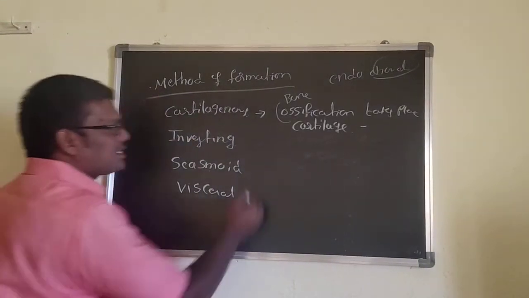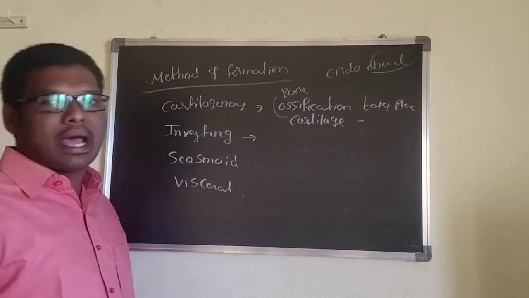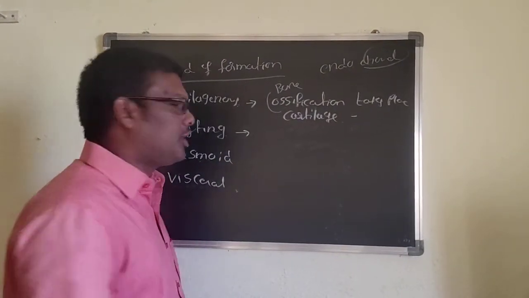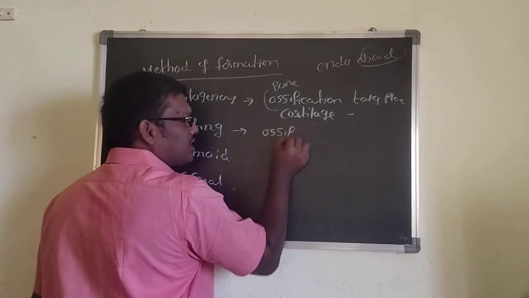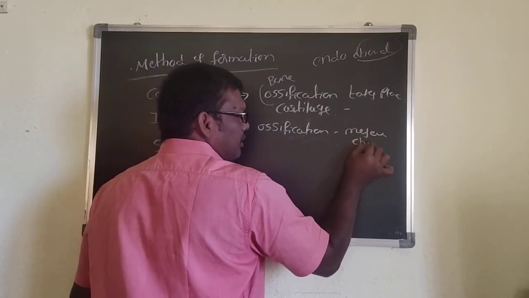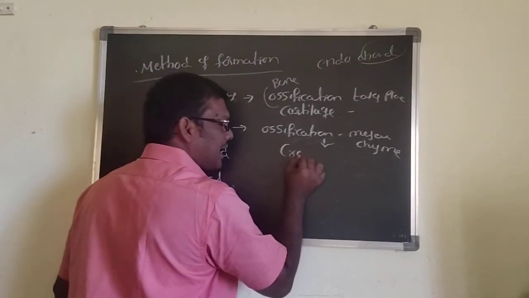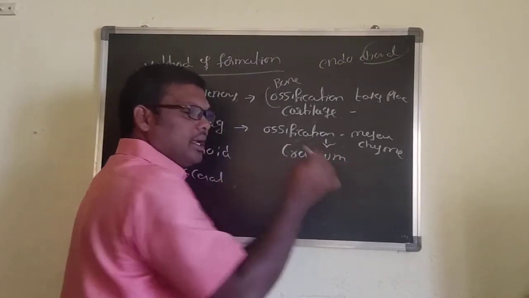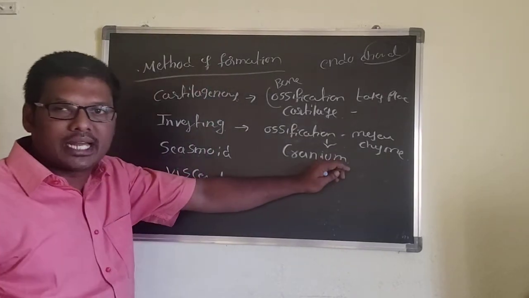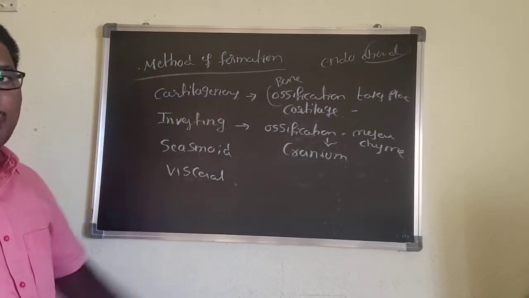Next one, investing bone or mesenchymal bone. Investing bone means that in the embryo there is mesenchyme, a connective tissue, and ossification takes place in the mesenchyme. When ossification takes place in the mesenchyme, which bones form? The cranium. The bones that cover the brain are called cranial bones. Investing bones are also called dermal bones.